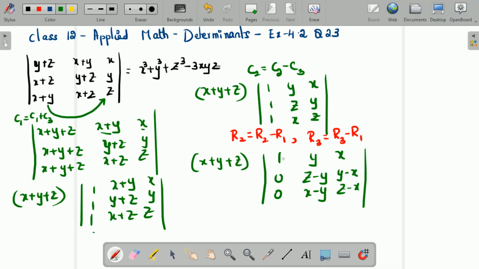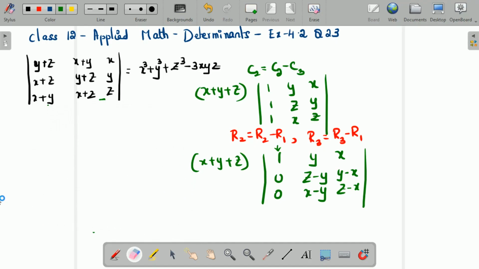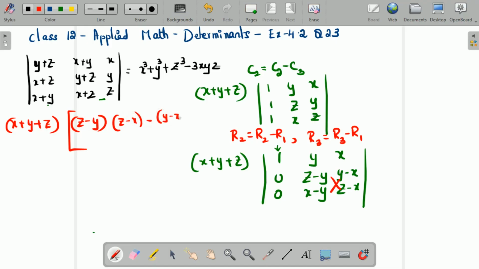Now in the first column you have only one element which is 1, the others are 0. So we're going to expand along this particular column. If you expand along this column, you need to do only one product. The other terms will simply vanish. So let's do it. It is x plus y plus z, now we'll open a bracket. This is what you need to multiply: z minus y into z minus x, minus y minus x into x minus y.